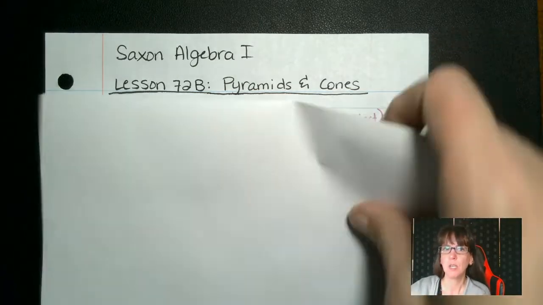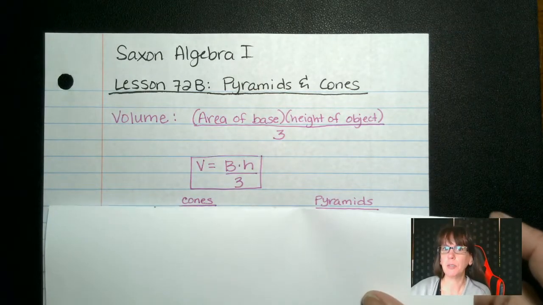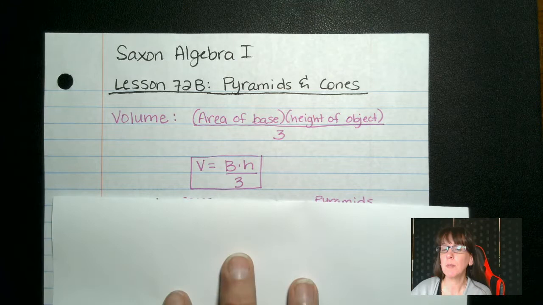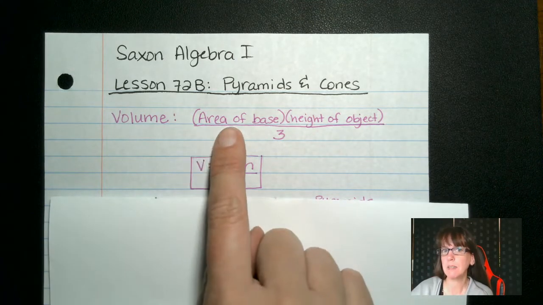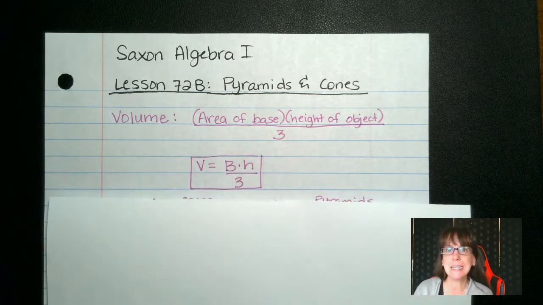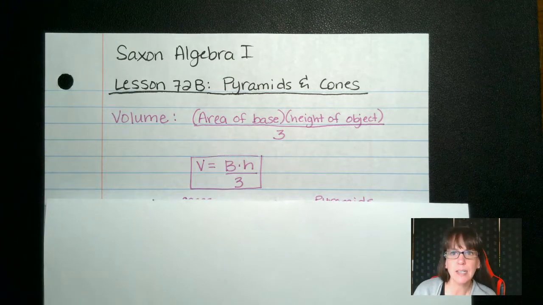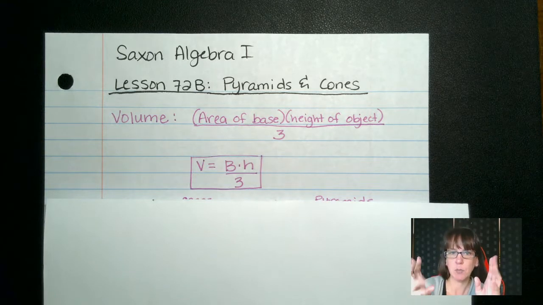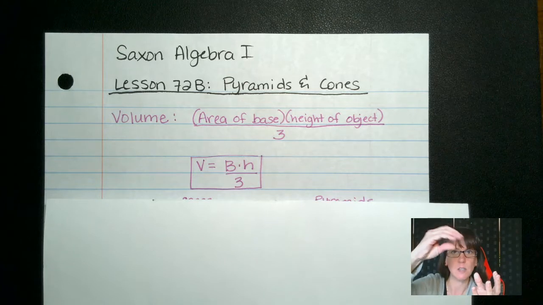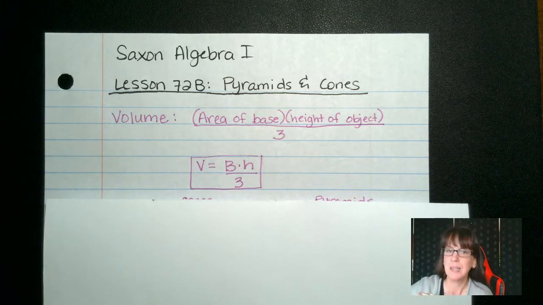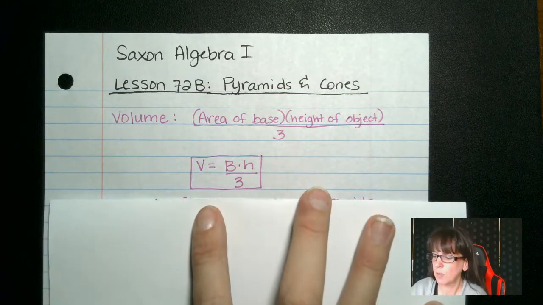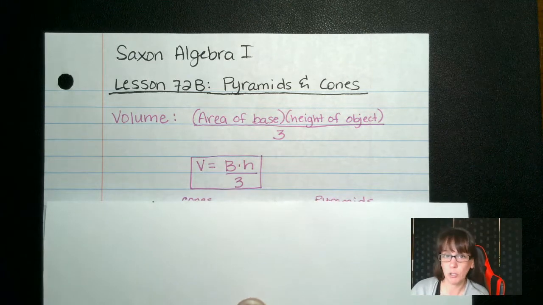All right, so for our volume for a pyramid or a cone, you take the area of the base, multiply it by the height, and divide it by 3. So we're cutting it into thirds. The reason we do that is because if we had a prism and a pyramid with the exact same base, it would take 3 of those pyramids to fill up the prism. It's kind of interesting, but we divide it by 3. So that is for volume.